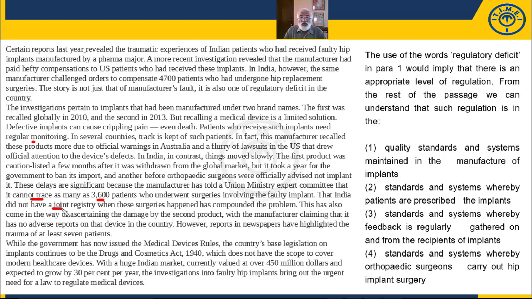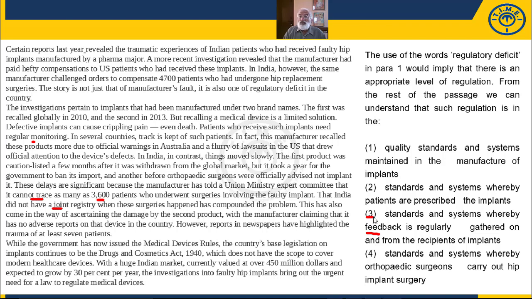So where the regulation has fallen short is in not ensuring that there is a feedback system. So the regulation is therefore not about the quality standards and systems maintained in the manufacture of implants. That is statement 1. That's not the case. It's not about the standards whereby patients are prescribed the implants. That means how do the doctors tell them that they have to get it. But it is in the standards and systems whereby feedback is regularly gathered on and from the recipients of implants so that you can keep track of how they're doing and what's happening with the implants. So 3 then is the answer to this question.